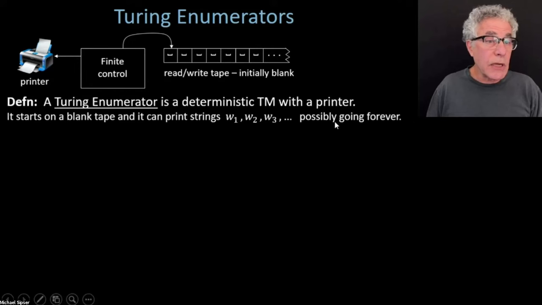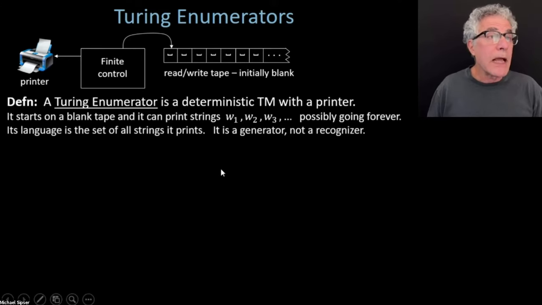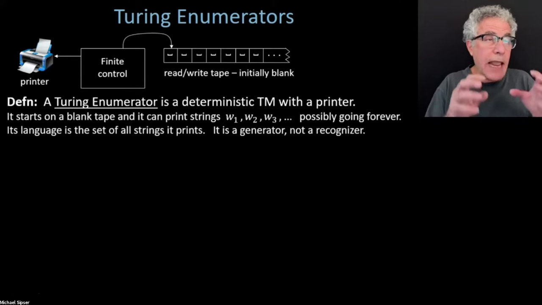The machine might possibly go forever and print infinitely many strings, or it might go forever and only print finitely many strings, or it might stop after a while by entering a halting state. Accepting or rejecting is irrelevant, but it enters a halting state, and then the finitely many strings it printed out are the output of the machine. Now, the language of the machine is the collection of all strings that it ever prints out.